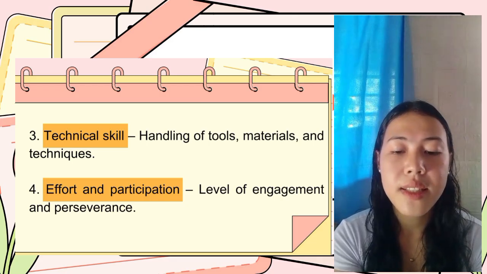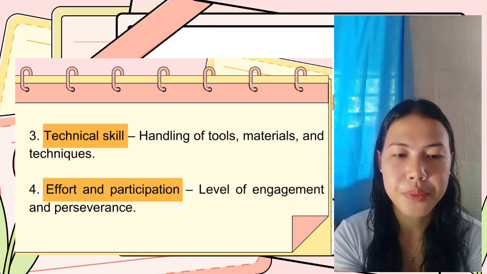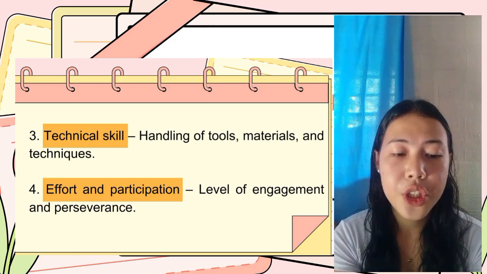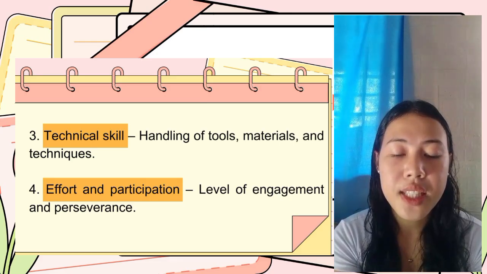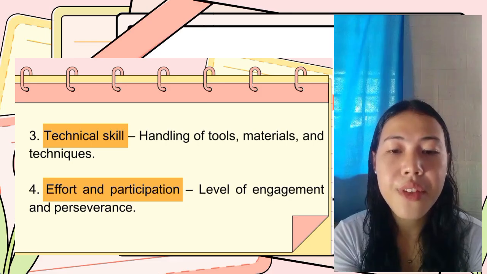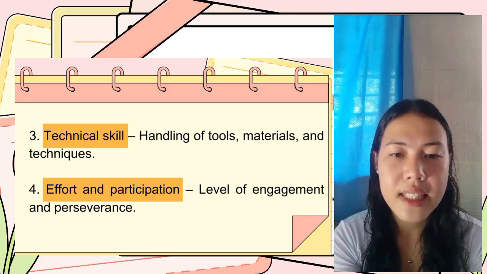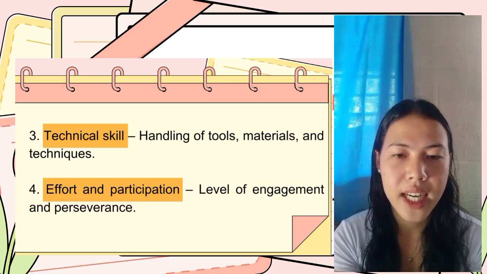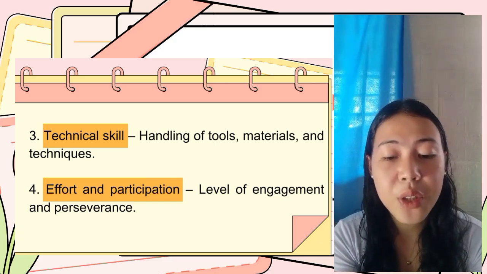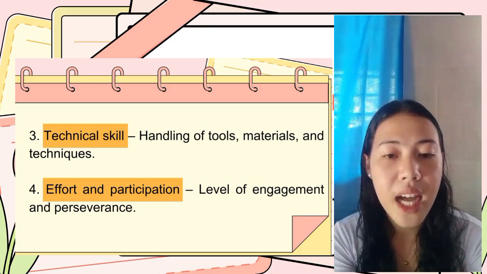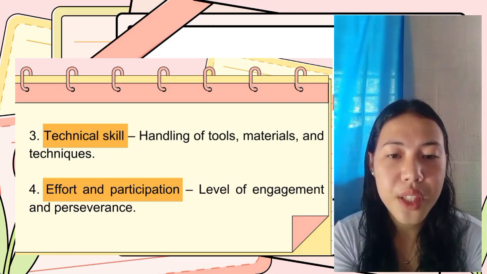So the fourth is effort and participation. Level of engagement and perseverance. Effort measures how much time and energy the students put into their work. Even if the artwork is not perfect, showing perseverance, focus, and enthusiasm is highly valued in art. So art is not just about how you do it perfectly, but how you pour your soul into every detail.